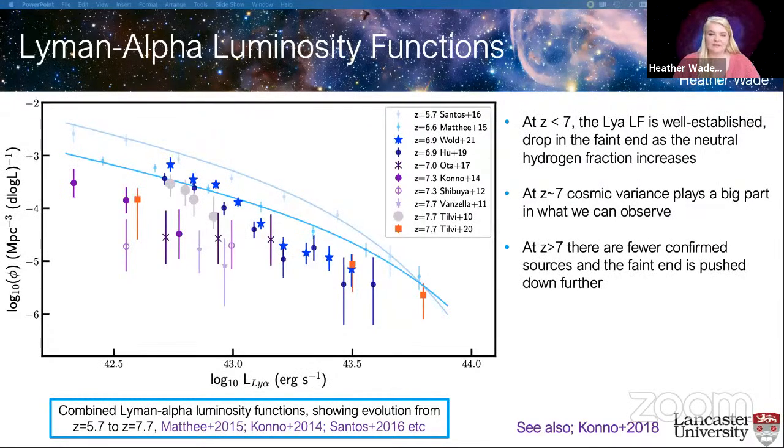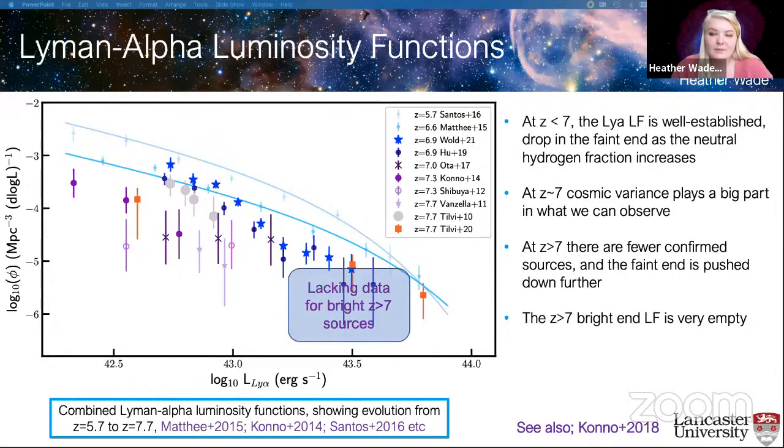So now, as we delve above redshift 7 and further into the epoch of reionization, the Lyman-Alpha luminosity function is even less established, with far fewer confirmed sources, and there is no consistency between studies or observed fields. So it seems like the faint end is once again getting pushed down, like we saw between redshift 5.7 and 6.6. But there's not enough data at the bright end to fully understand any evolution here.